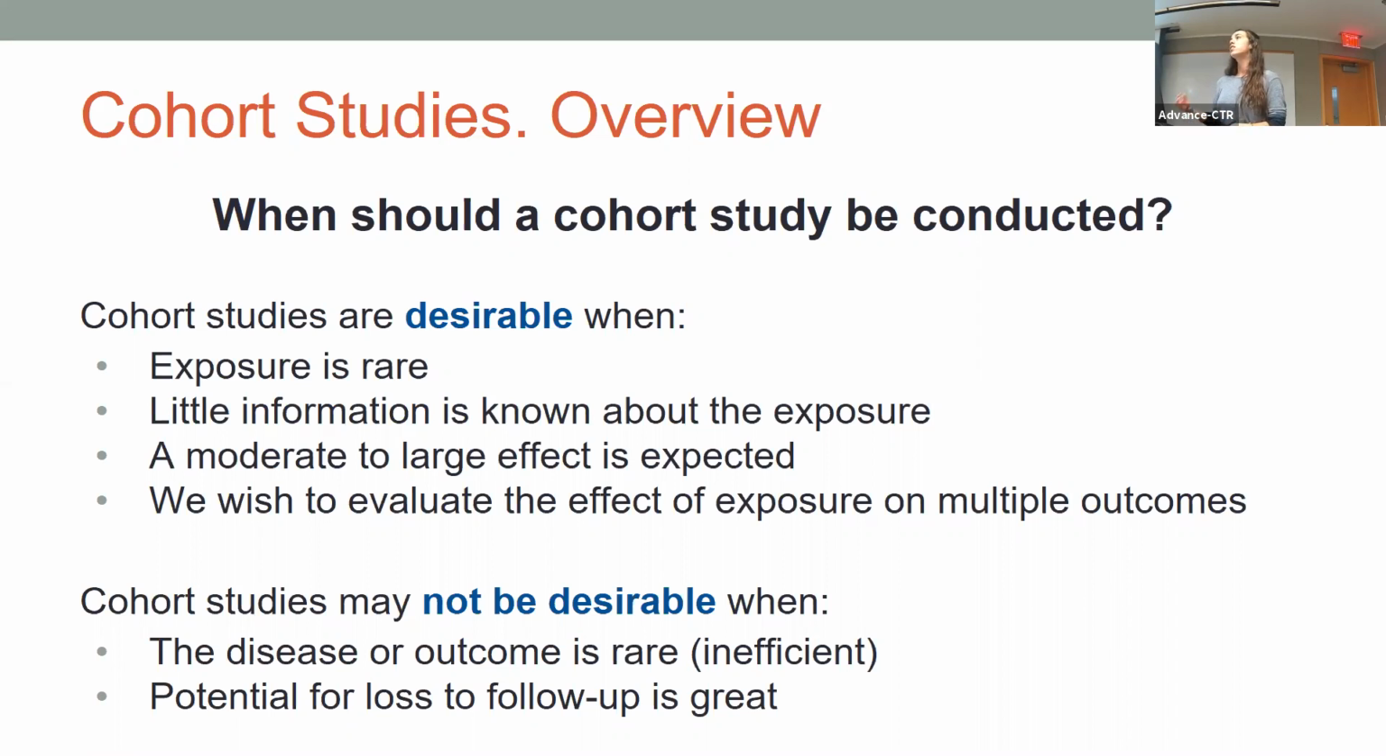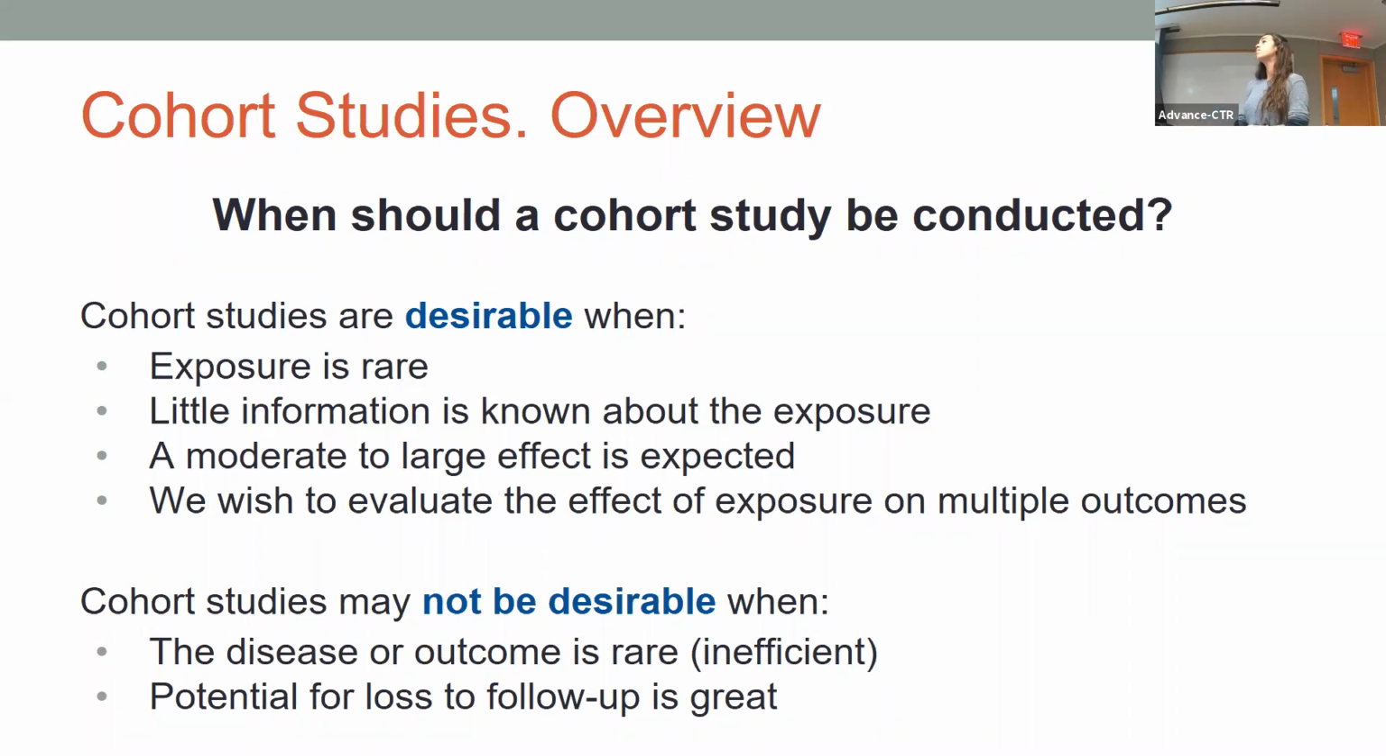Additionally, cohort studies are desirable when you expect a large effect, so when you expect that the association between the exposure and the outcome is rather large. If, for example, the exposure leads to the outcome very rarely, then you might not want to conduct a cohort study, because most of the people who were exposed won't actually end up having the outcome or disease. We want to conduct a cohort study when many of the people who were exposed are going to develop the disease, because that's going to allow us to learn more about it.